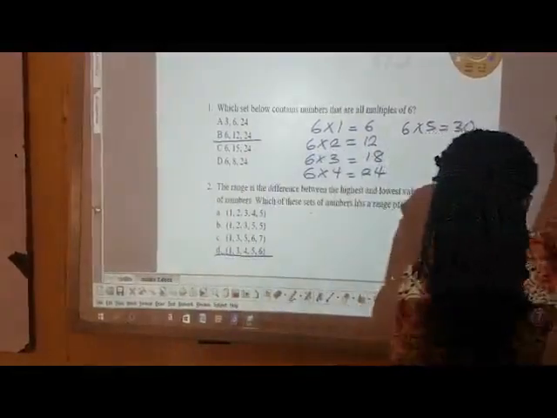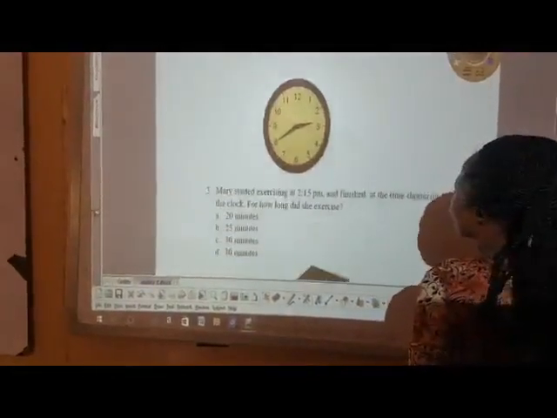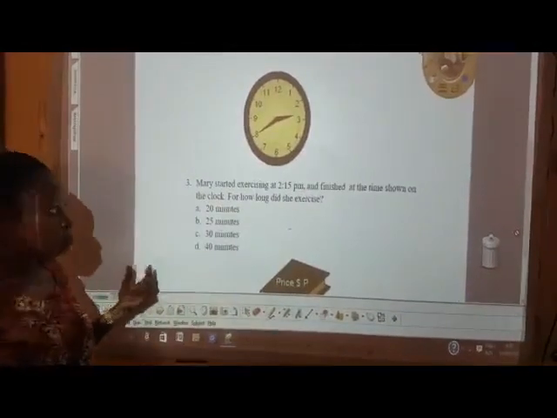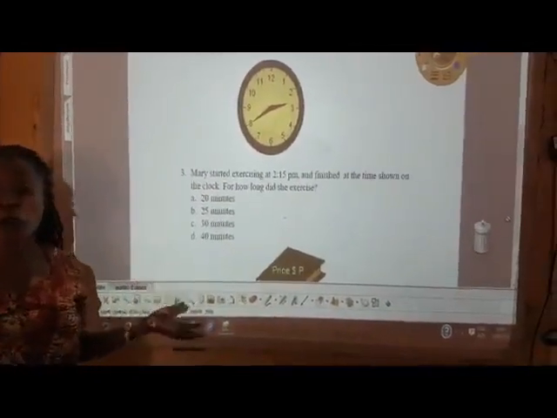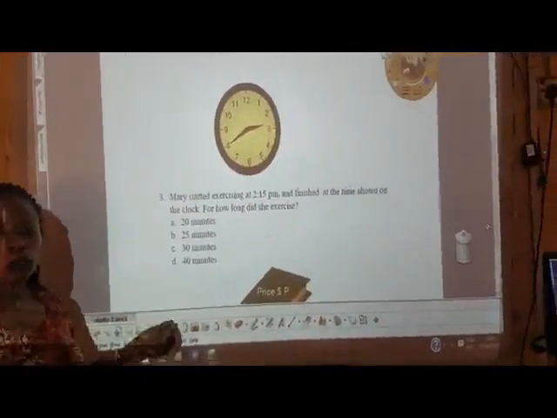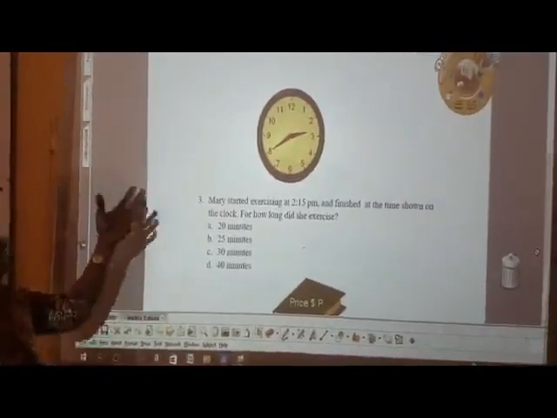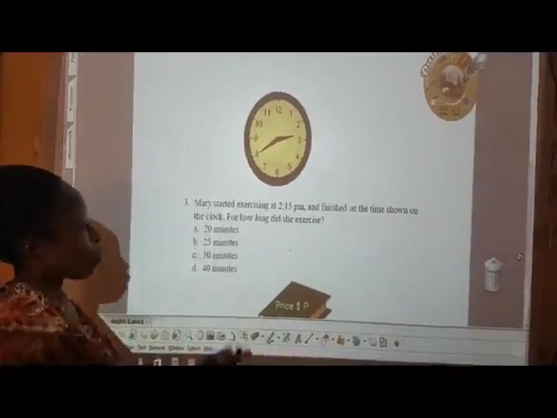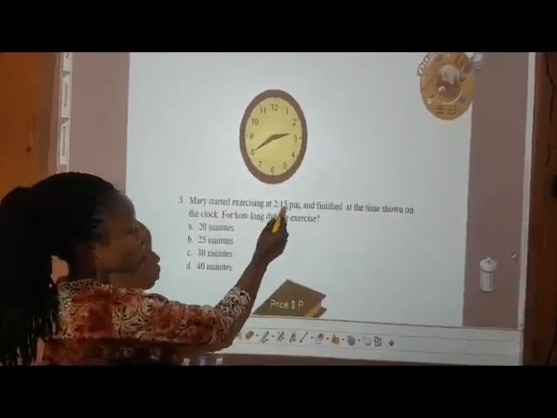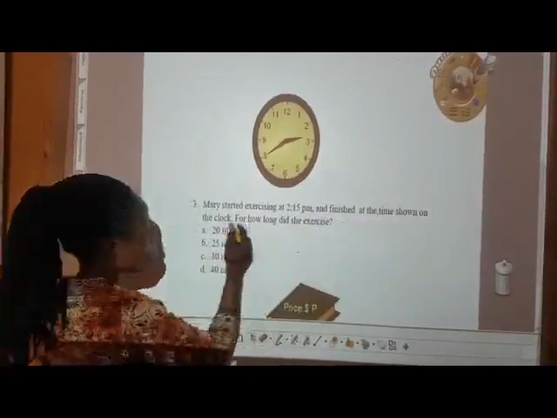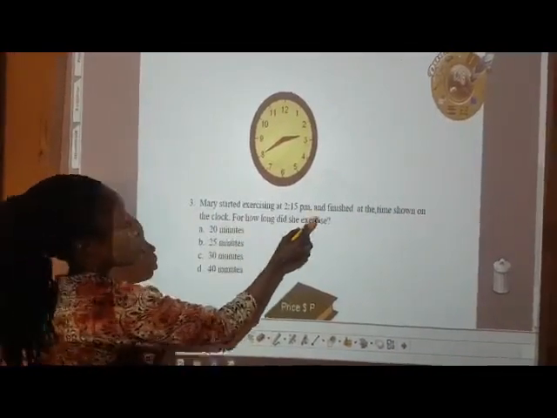Now let's see question 3. Here is a clock. I hope many of you have a clock in your house. When you want to check the time, you look at the clock and see what time it is. Let's see the question for this clock. Mary started exercising at 2:15 p.m. and finished at the time shown on the clock. For how long did she exercise?